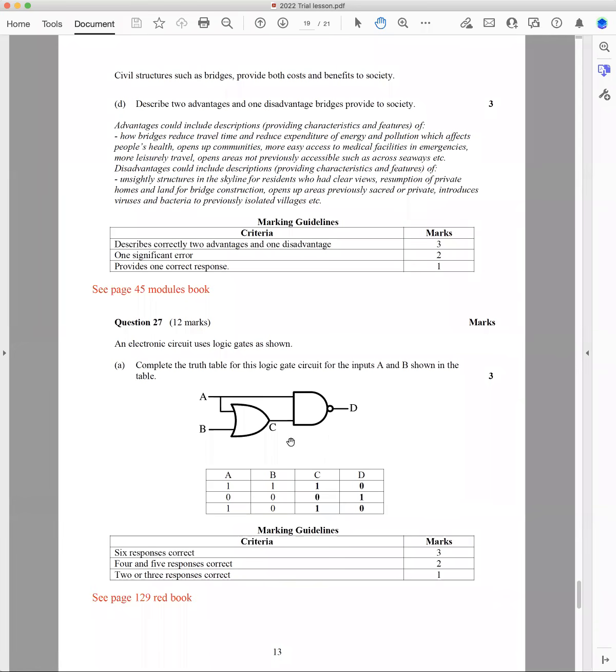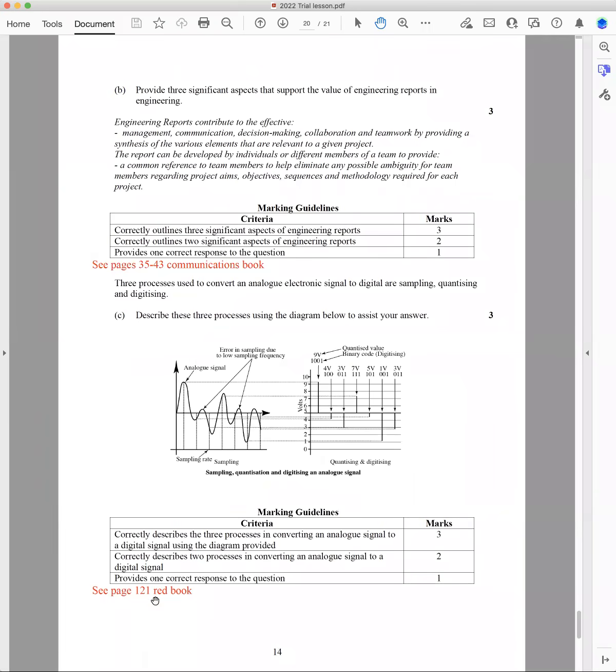And so you had to find out what these values are here. So if you've got a positive going into A and a positive going into B here, this is OR, so you'll have a C coming out there. You've got 1 going in there, 1 going in there, and if that was an AND, it would be a 1 coming out, but because it's a NAND, you've got a 0 coming out. And you do the same with that there. And this is on page 129 in the red book.